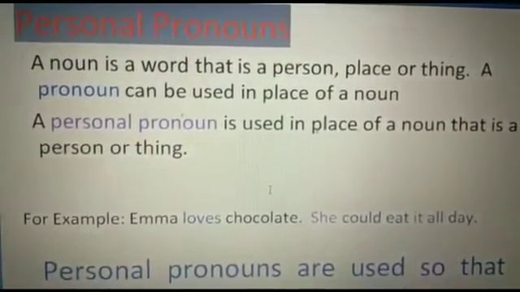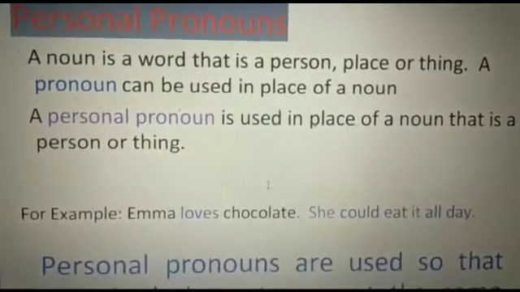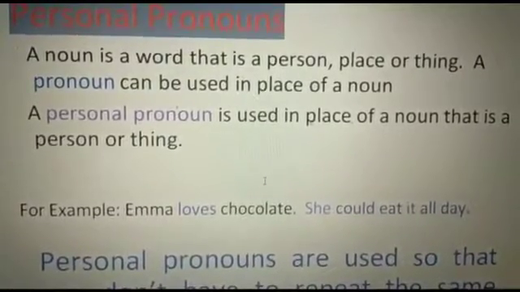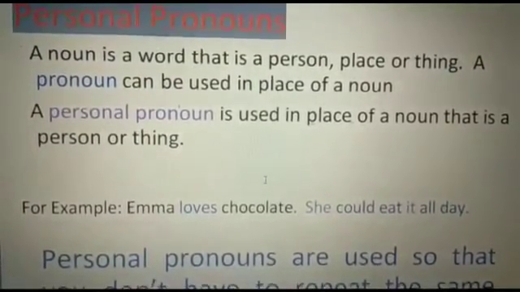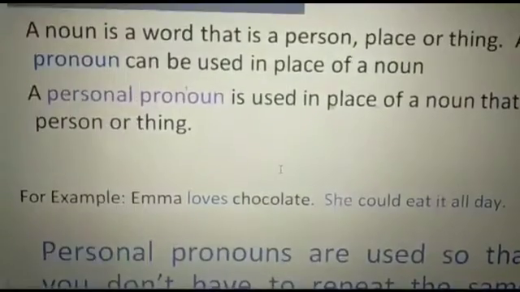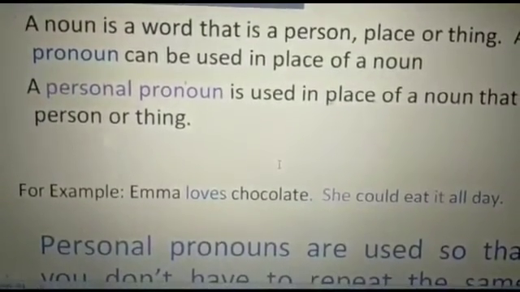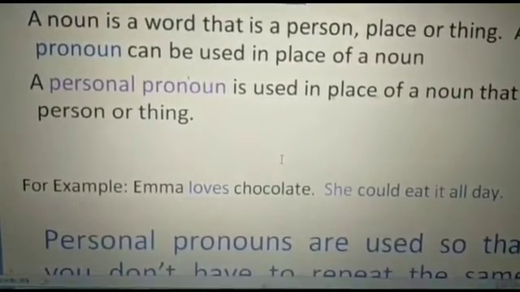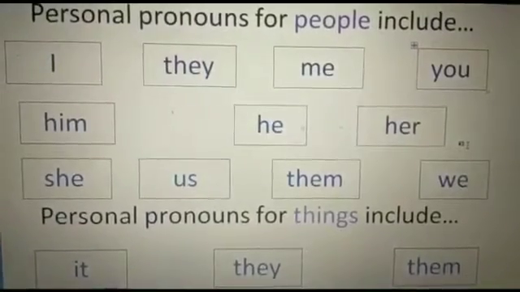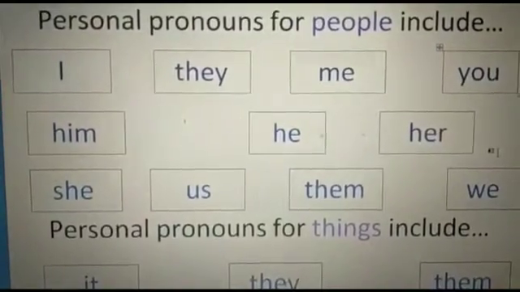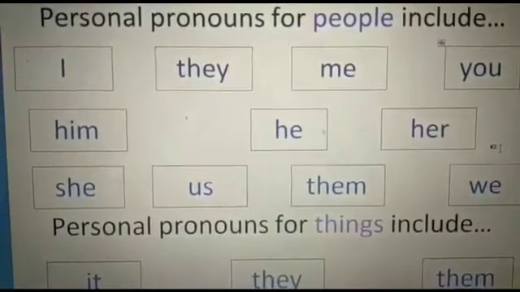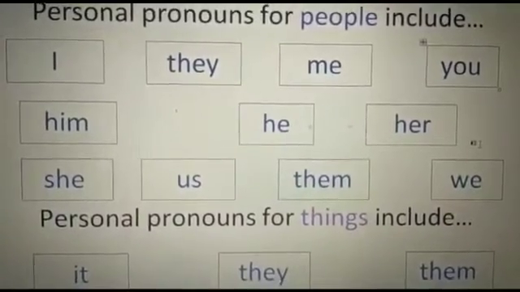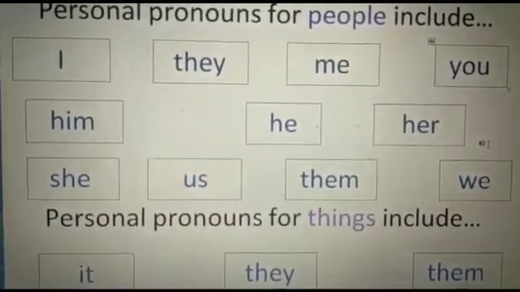First of all, a noun is a word that is a person, place, or thing, and a pronoun can be used in the place of a noun. What is a personal pronoun? A personal pronoun is used in place of a noun that is a person or thing. For example, Emma loves chocolate. She could eat it all day. Now, she is used for Emma and it is used for chocolate. Personal pronouns for people include I, they, me, you, him, he, her, she, us, them, we. And personal pronouns for things include it, they, and them.